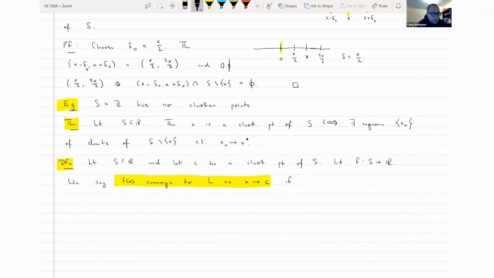So here L is a real number if for every epsilon positive there exists delta positive such that if x is in S, and the absolute value of x minus c is bigger than 0 and less than delta, then |f(x) minus L| is less than epsilon.